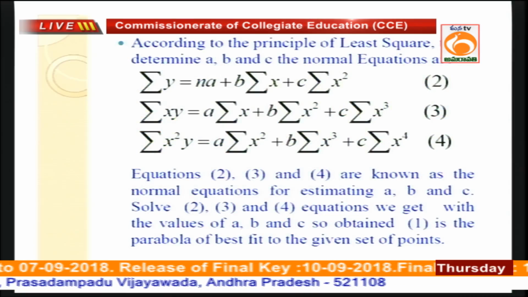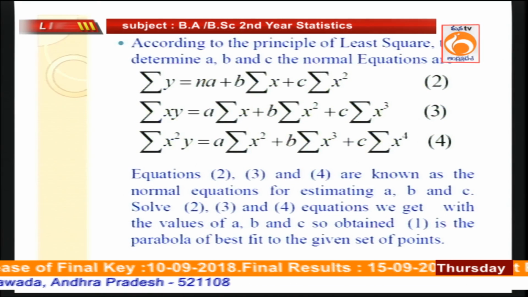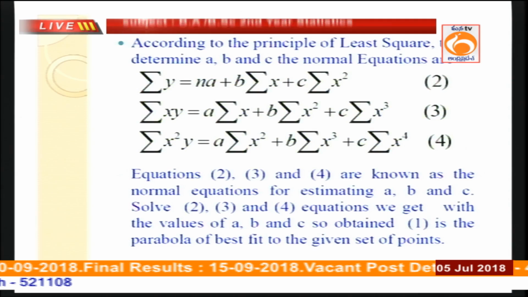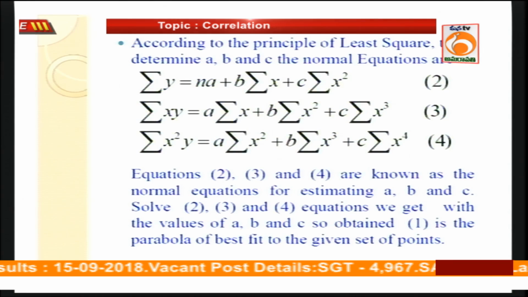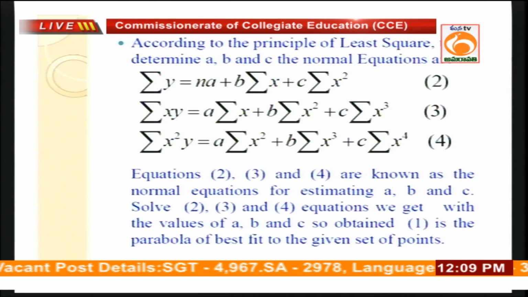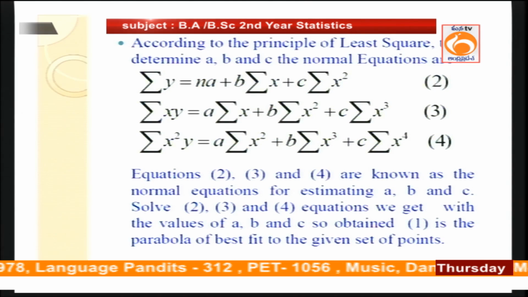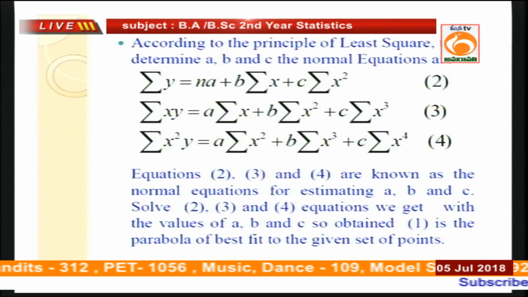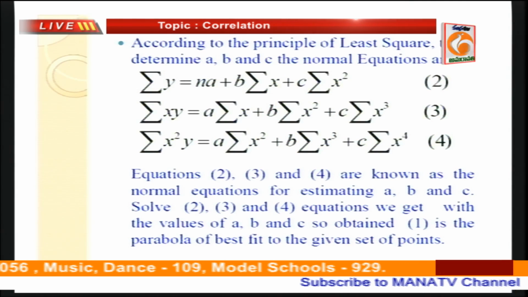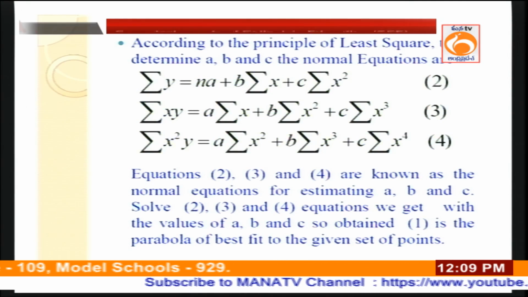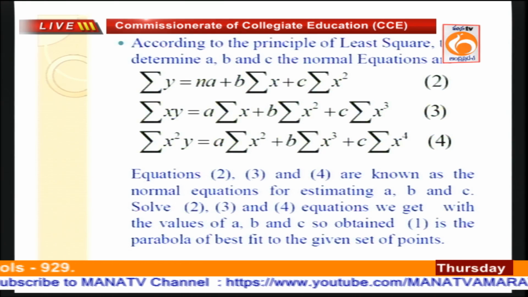The first normal equation, according to the principle of least squares, we derived these normal equations with the help of this principle of least squares. So, the first equation: summation y is equal to na plus b summation x plus c summation x square. This is the first normal equation of the fitting of a parabola.